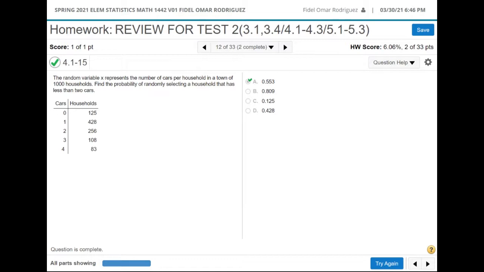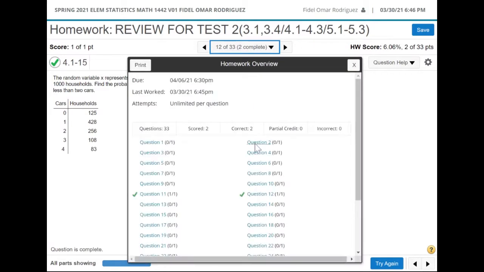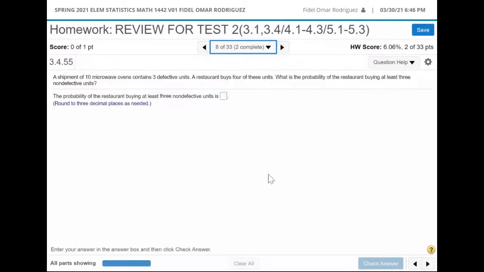Number 8. Okay, so let me do number 8, guys, and then I do want to go on to 5.3 because I do think that's an important section. So let me take a look at number 8. Good problem here, and it says a shipment of 10 microwave ovens contains 3 defective units. A restaurant's going to buy 4 of them, okay? And it says, what's the probability of the restaurant buying at least 3 non-defective units?